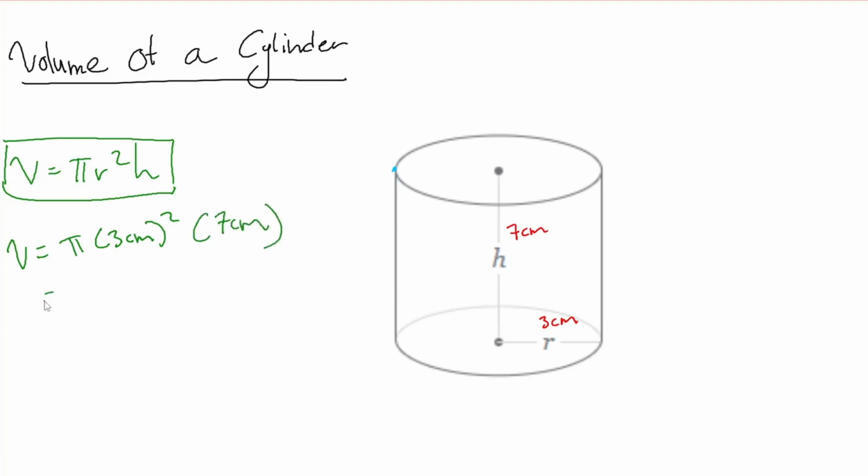Now all we do is just plug this into our calculator here. Now this depends on your teacher. Make sure your teacher wants either the pi button or 3.14. So I'm going to be using the pi button for this, right? So pi button, if you click it down, you should get on your calculator pi times 3 squared, times 7 gives you an answer of 197.